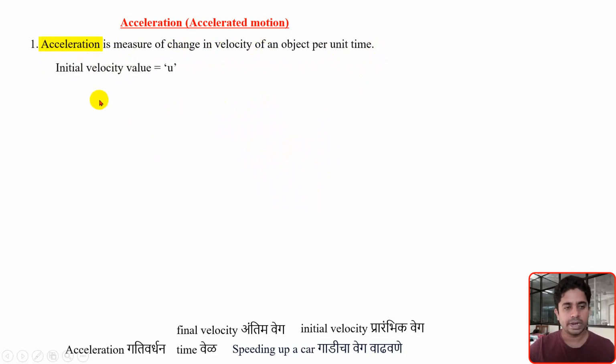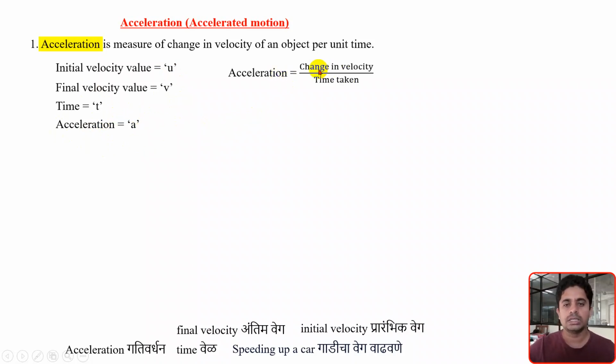Whenever the body is traveling with some initial velocity u, and it reaches the final velocity v in a certain time interval t, and in that change from velocity u to v, acceleration a has happened. So how will we measure the acceleration? It is the change in velocity divided by time taken. By formula, a is equal to v minus u divided by t, where v is the final velocity, u is the initial velocity, t is the time taken, and a is the corresponding acceleration. The SI unit of acceleration is meter per second square.